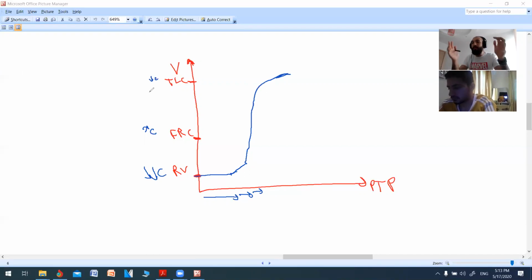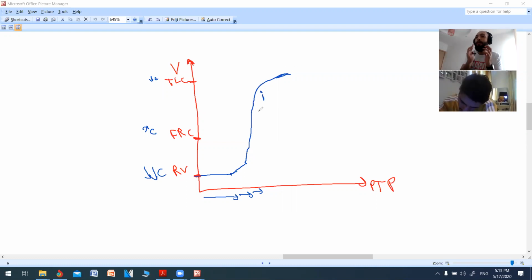Because you cannot expand it more, even if you raise the pressure. Is it clear? So this curve is the curve of inspiration or the curve of expiration? Inspiration. This is the curve of inspiration. Now let's draw the curve of expiration.